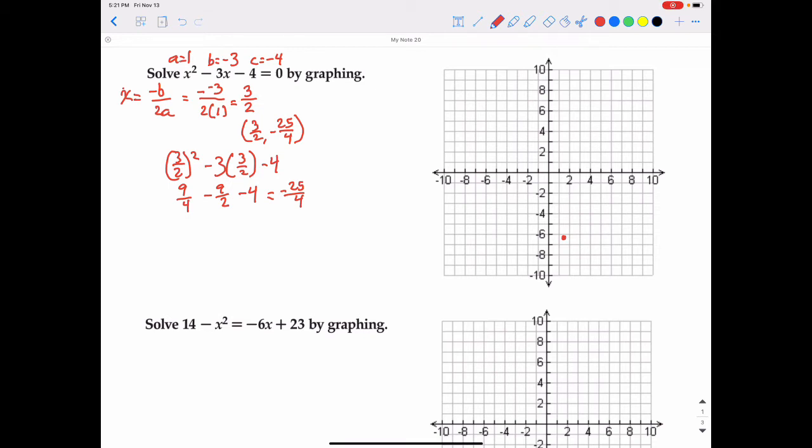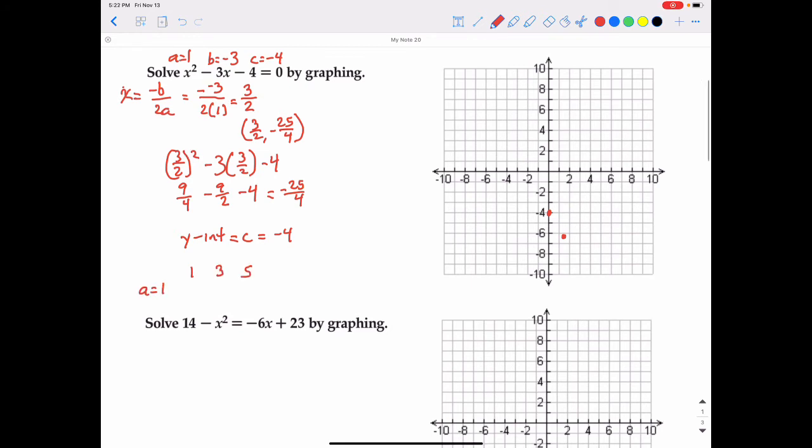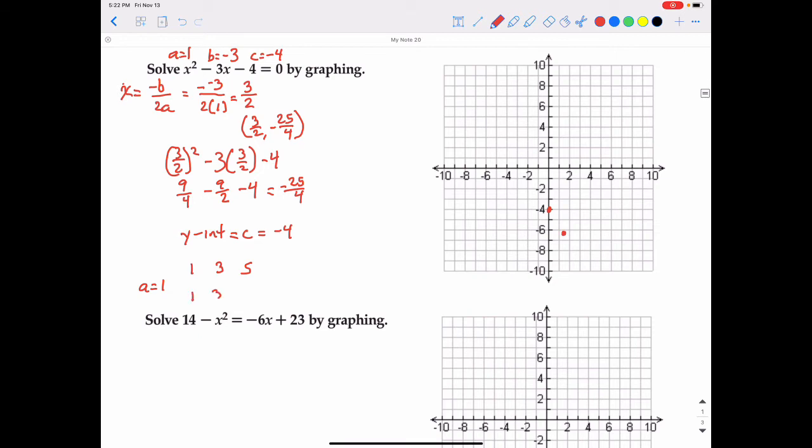Second step, remember, is to find the y-intercept. Well, the y-intercept is the c value, and that is the negative 4. So I'll just go ahead and put a point on negative 4 on the y-axis. So there's the second step. And then the third step is to apply our 1-3-5 rule. Remember, we have to take the 1-3-5 rule times the a value, which in this case the a value is 1, still gives us 1-3-5.